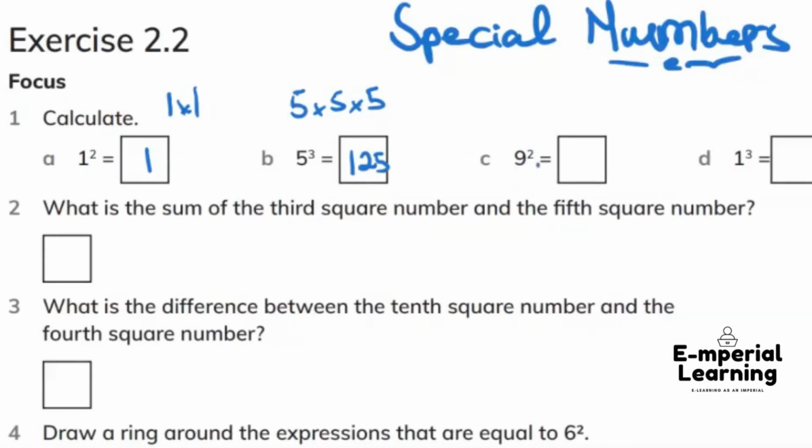C says 9 squared, and 9 squared is 9 times 9. 9 times 9 is 81. D says 1 cubed. 1 times 1 times 1 is 1. And so we are done with question 1.